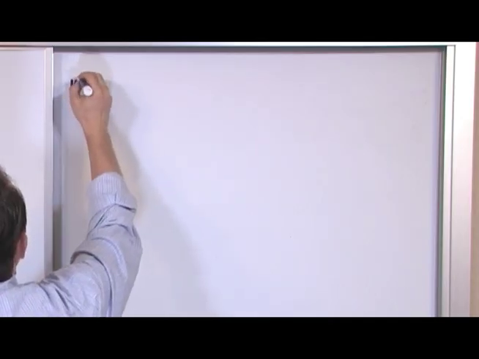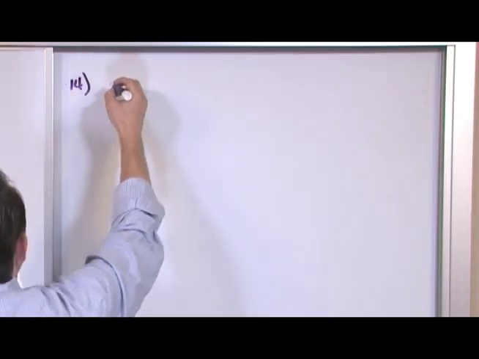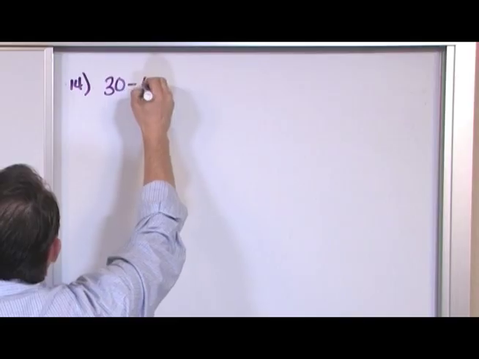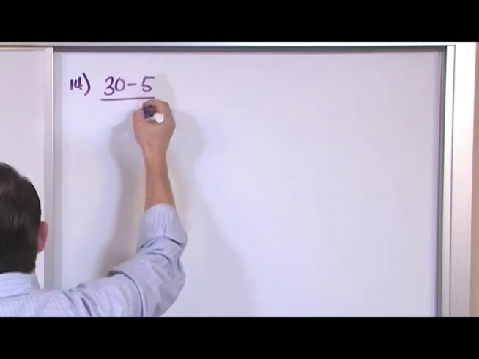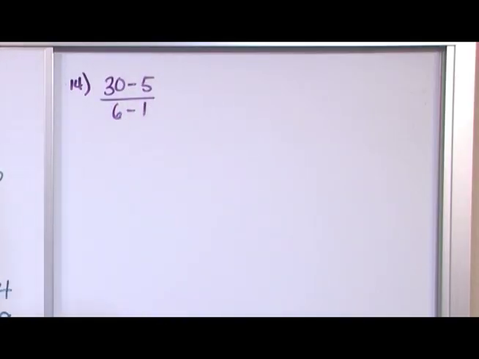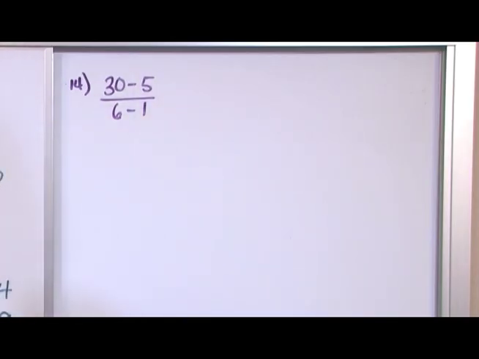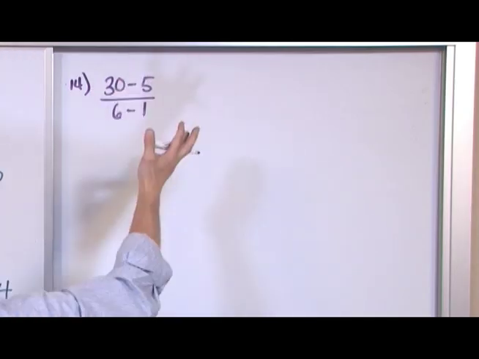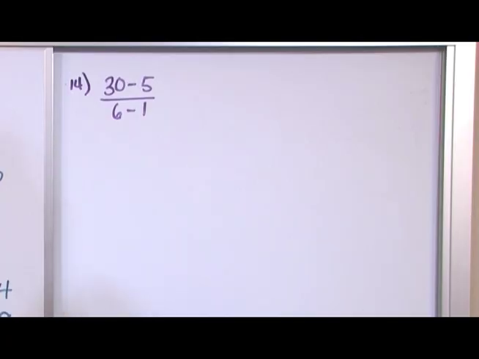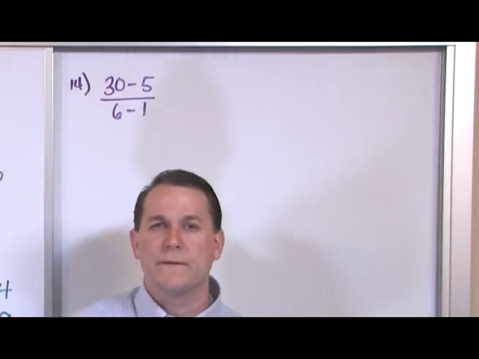Let's say number 14. What if you had 30 minus 5 divided by 6 minus 1? So here you have a big fat fraction, which, if you remember, a fraction, this giant fraction, is really a giant division sign. But you have something on the top that has some subtraction to it and something on the bottom. Now, I could have put this, and some books do, as an order of operation.